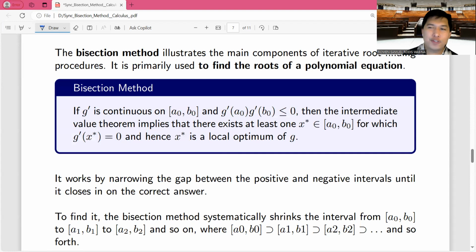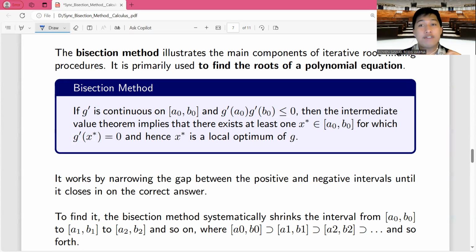There are a lot of root finding methods in numerical optimization, and one of the most powerful is the bisection method. The bisection method uses the concept of the intermediate value theorem, or IVT, which states that a continuous function, let's say f of x, which changes signs over an interval a sub 0 to b sub 0, must have a root in that interval.